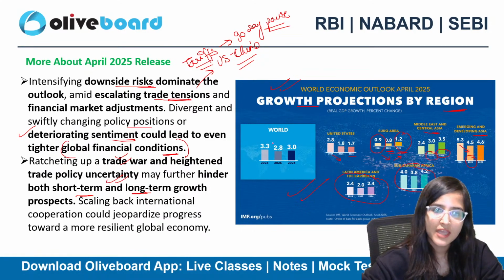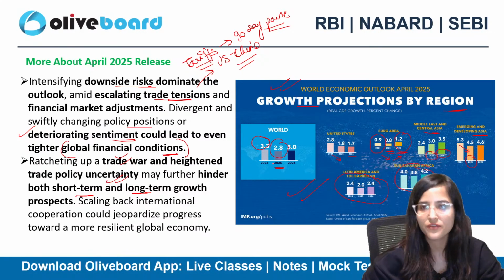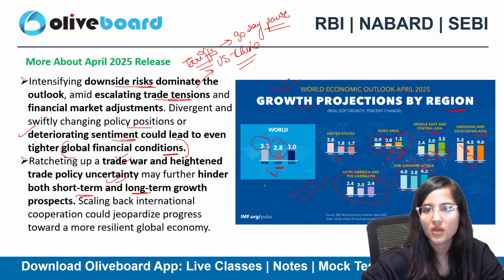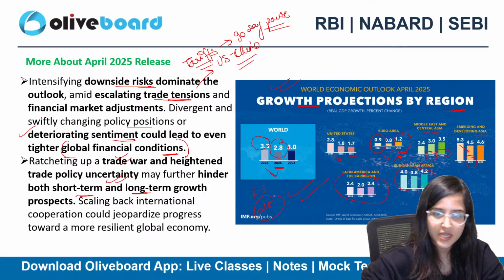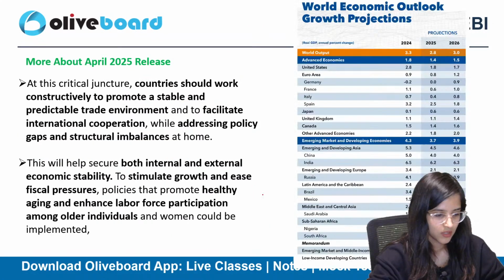So you can see this data in this picture. And for the world, they have reduced the forecast from 3.3 to 2.8 for financial year 25. So this figure is most important. From 3.3 to 2.8, they have revised it for this year. Okay, fine.